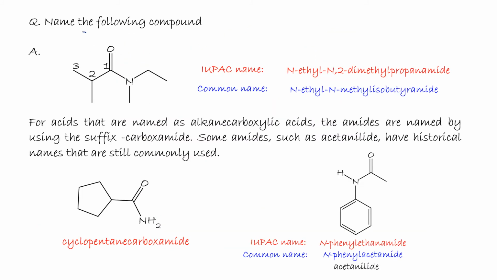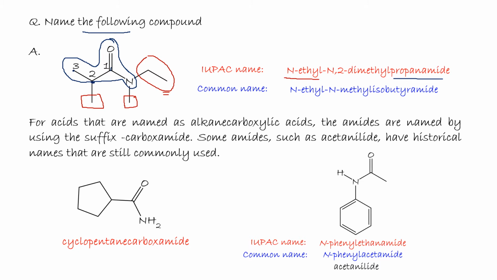Name the following compound. The main structure is carbon 2, 3, 4, so 4 carbons, and the functionality is amide, so it's propanamide. We have an ethyl group on nitrogen, and we have methyl groups on nitrogen and on carbon 2. Alphabetically, ethyl comes first, so it will be N-ethyl, then N,2-dimethyl propanamide.